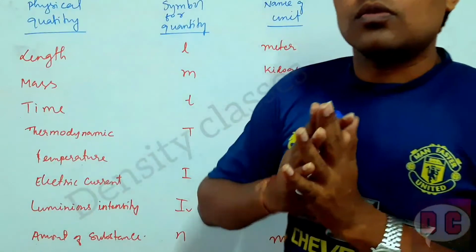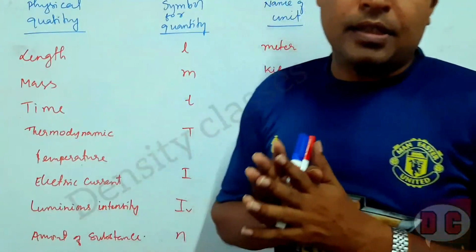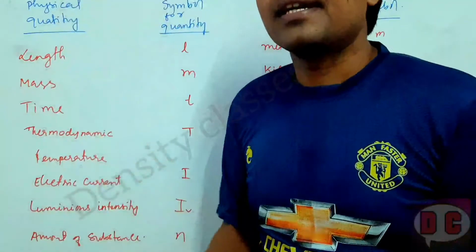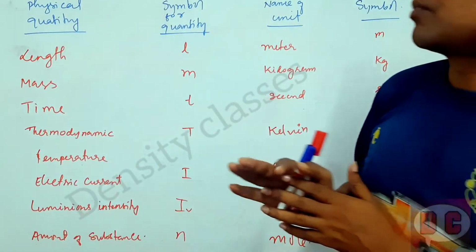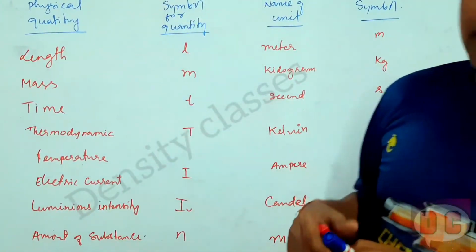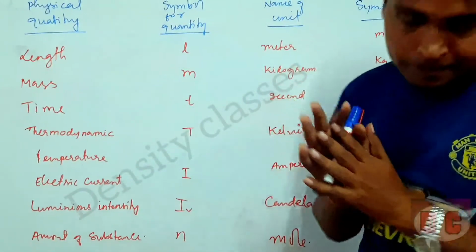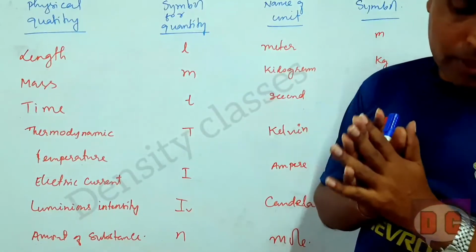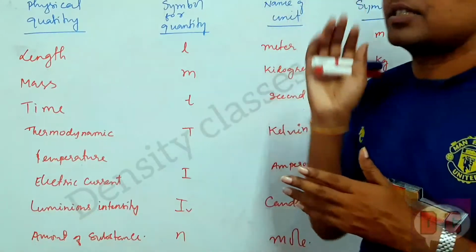Got it or not? So in order to remove all these sorts of confusions, there is a unit which is internationally accepted, and that unit we call what? SI unit. SI unit means International System of Units, which is internationally accepted worldwide. So those units which are internationally accepted we call SI units.